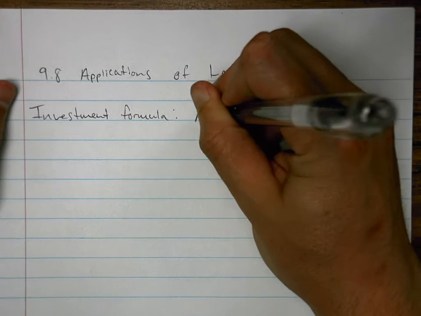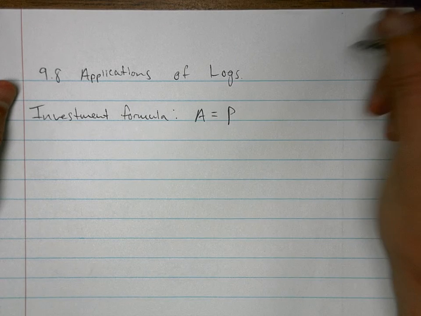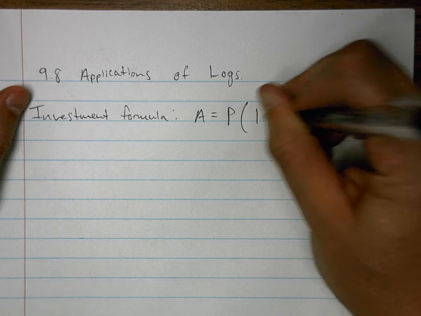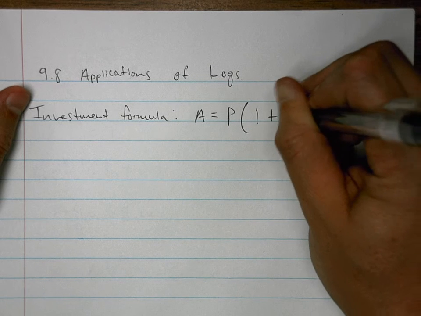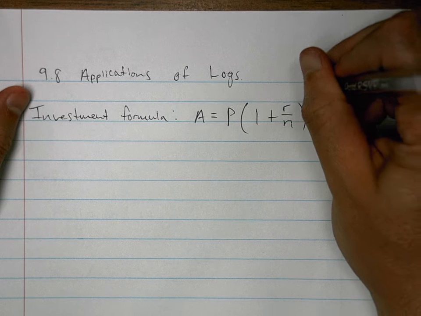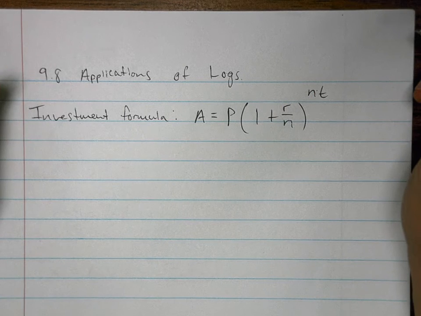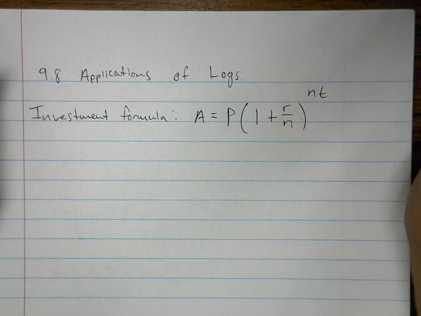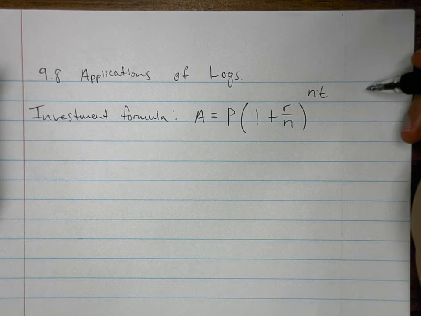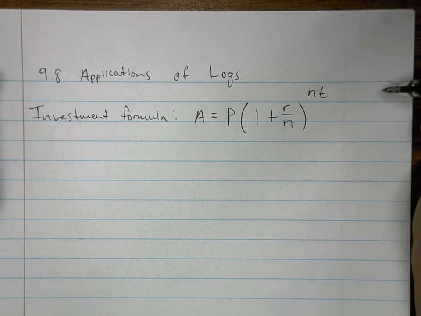It's A equals P times 1 plus R divided by N to the NT power. Whether or not you're going to be expected to know this formula, I'm not sure. I will let you guys know on the Friday video.